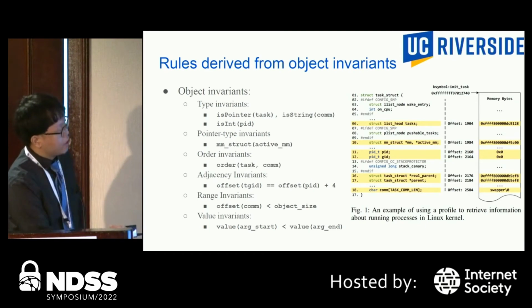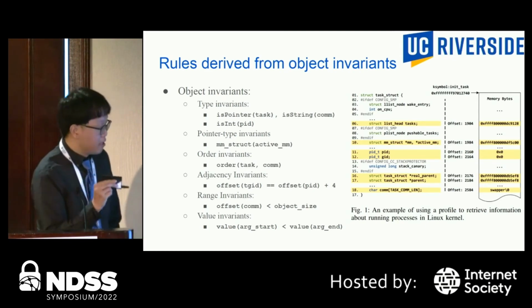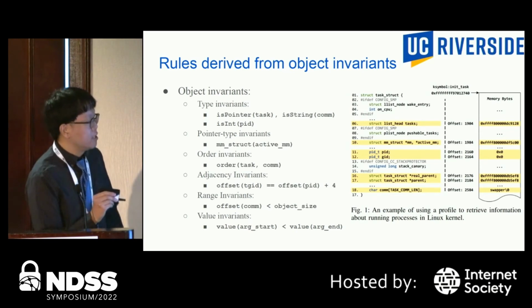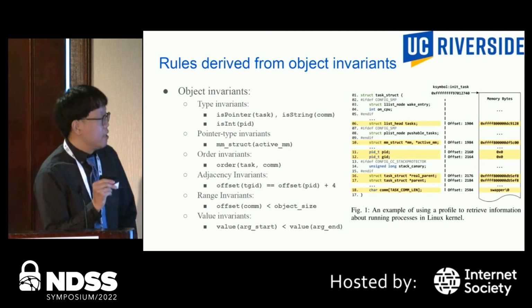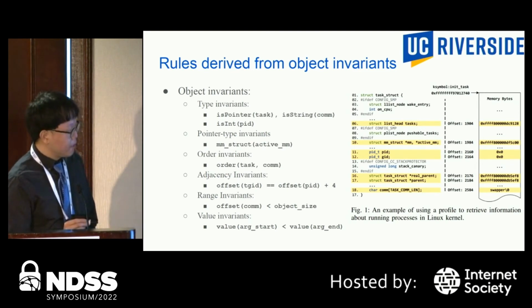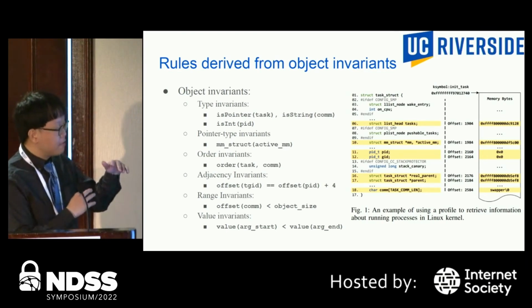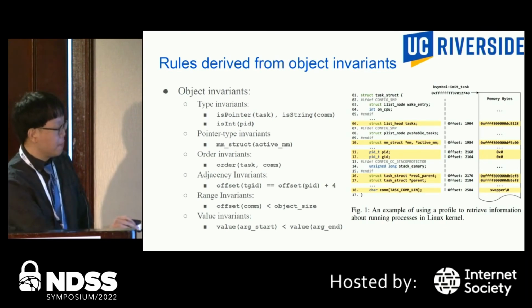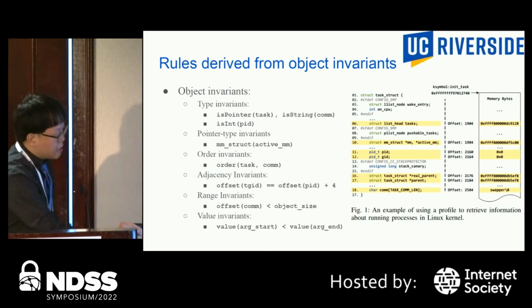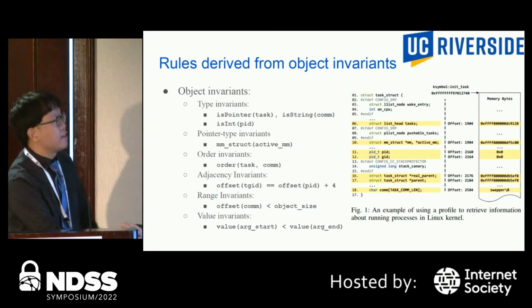Also, the order invariance: this rule basically means the tasks field is always defined before the comm field. Another, stricter type of order invariant is the adjacency invariant. This means these two fields always have a fixed offset between them. And then the range invariant means the offset of those fields is bounded by the size of this data structure.